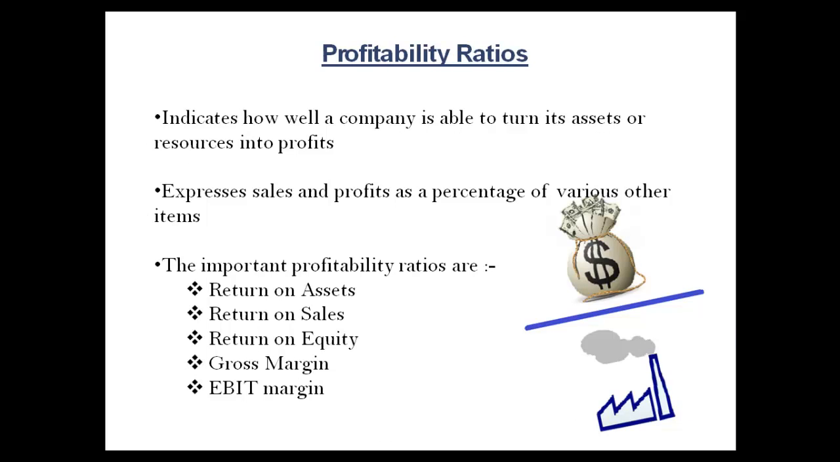Profitability ratios. These indicate how well a company is able to turn its assets or resources into profits. They express sales and profits as a percentage of various other items. The important profitability ratios are return on assets, return on sales, return on equity, gross margin, and EBIT margin. It will be helpful to know each of these in brief.